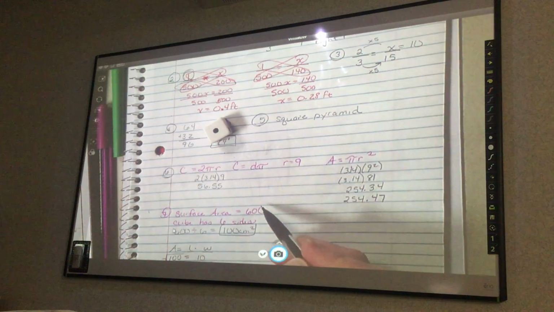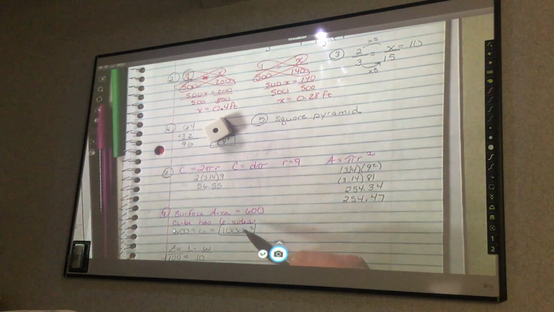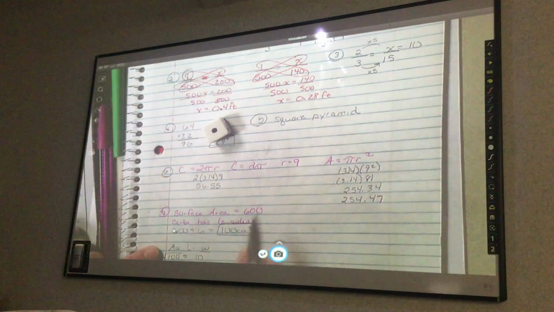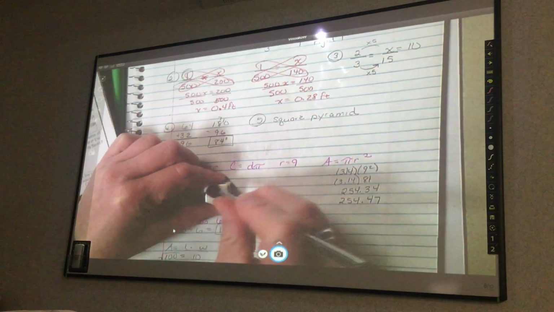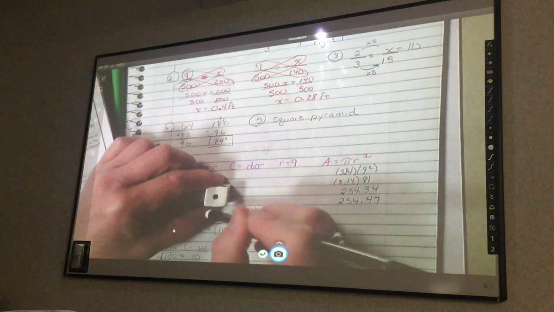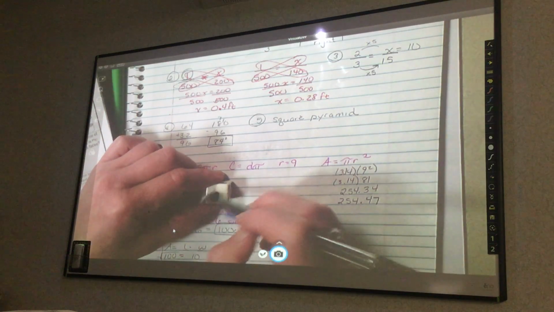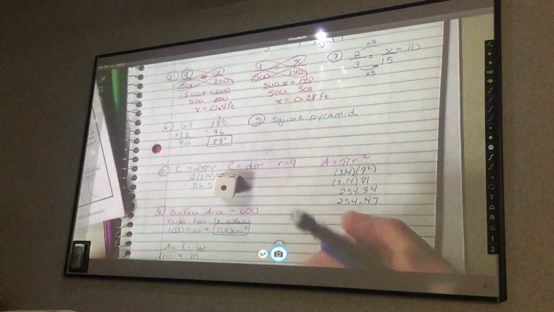You took the surface area, divided it by the 6 sides. Then, so we found one side. One side is 100, so this side would be all 100. How do you find the area? Length times width. If it's a square or a cube, which has square sides, the length and the width are the exact same.